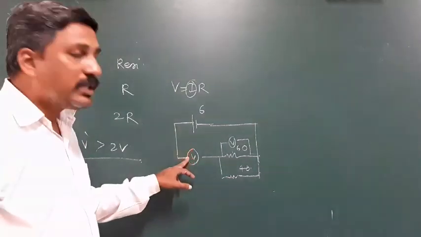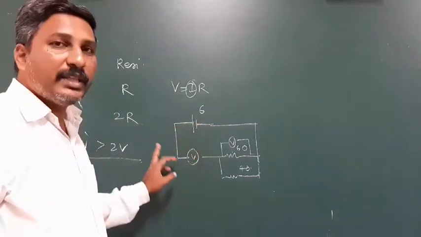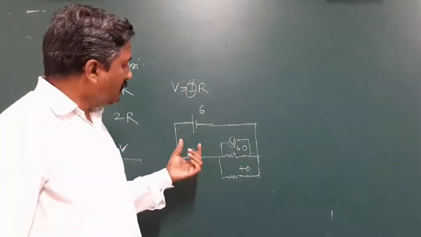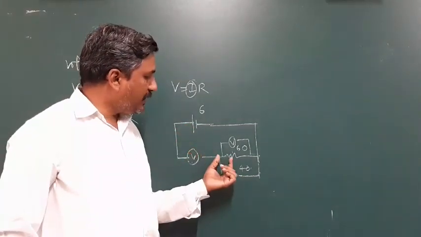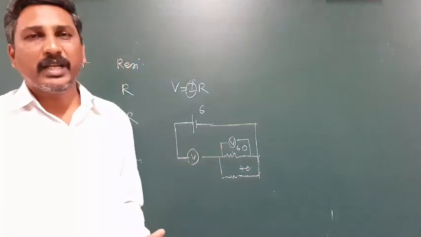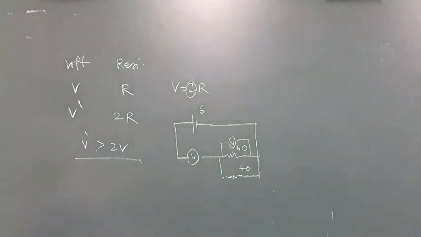Current measuring devices are always connected with the cell or with the battery, in series with the resistor, and volt or potential difference measuring devices are always connected in parallel with the resistors.